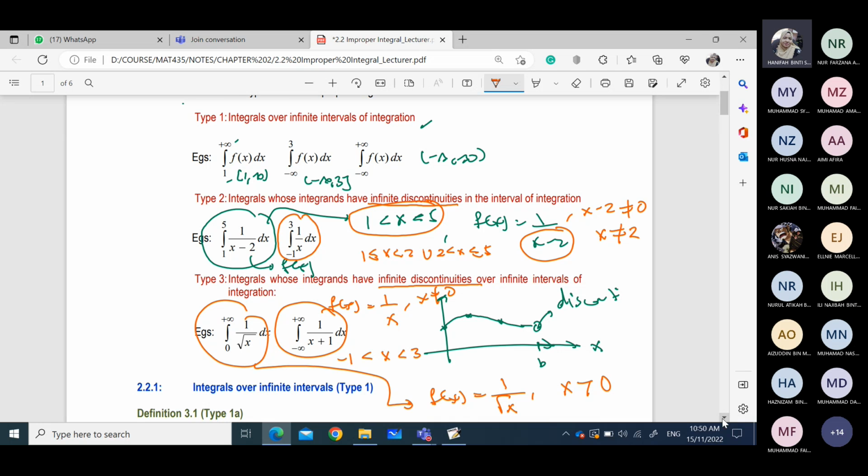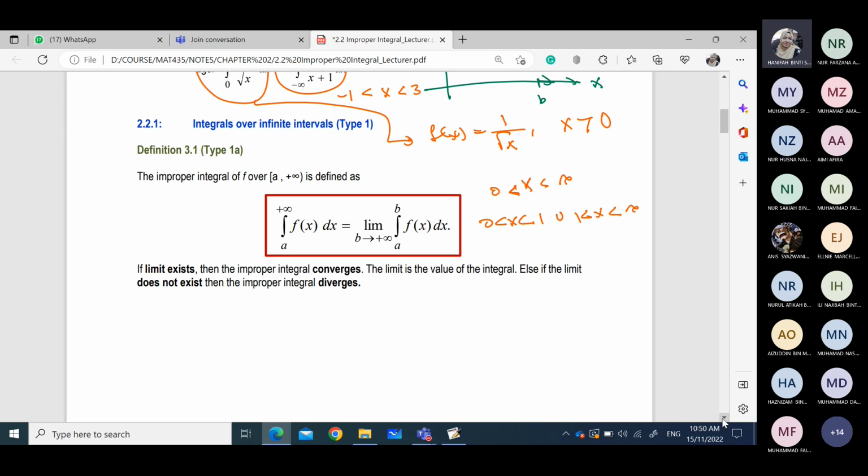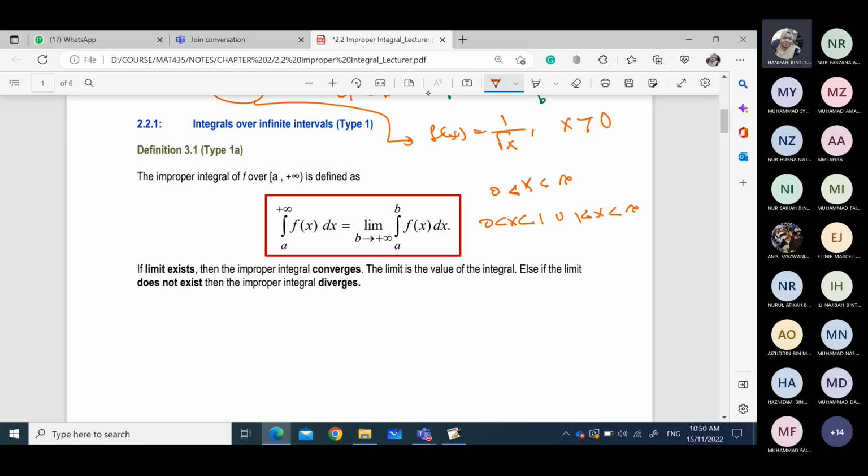Okay, faham. Alright, so kalau faham, now look at this definition.